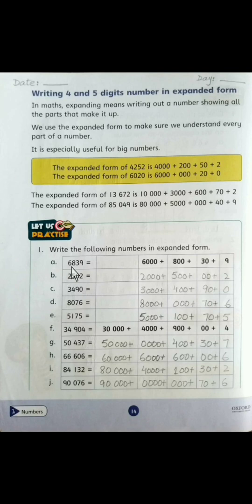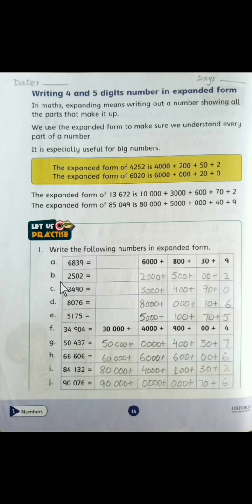Here we have number 6839. We name this number like 6839. Here we have 5 columns, the 10,000 column, 1000 column, 100 column, tens column, and ones column. The 6 is in the 1,000 column, so we write 6,000 in expanded form. Okay, we have to write 6,000, then 800, 3 is 30, and last one is 9.